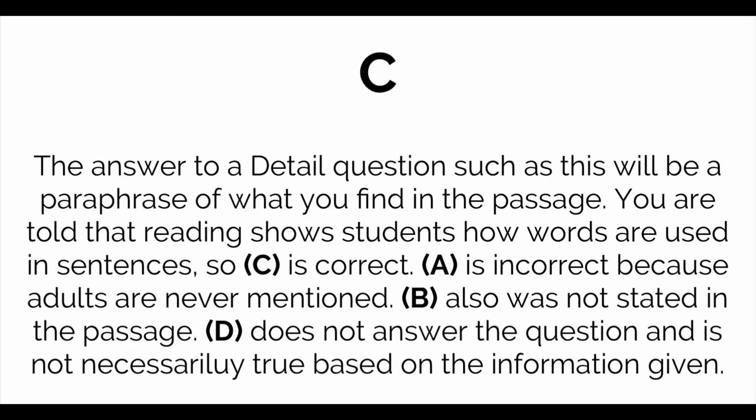The answer to a detailed question such as this would be a paraphrase of what you find in the passage. You are told that reading shows students how words are used in sentences, so C is correct. A is incorrect because adults are never mentioned. B also was not stated in the passage. D does not answer the question. It is not necessarily true based on the information given.